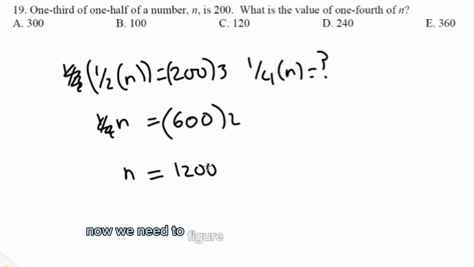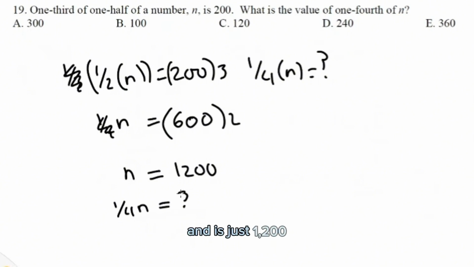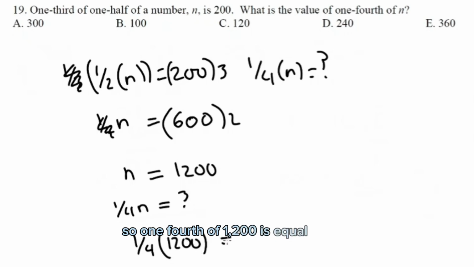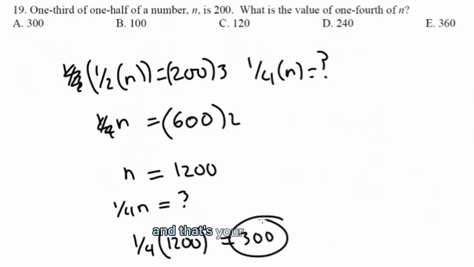Alright, now we need to figure out what 1/4 of n is. We know that n is just 1,200, so 1/4 of 1,200 is equal to 300, and that's your answer.